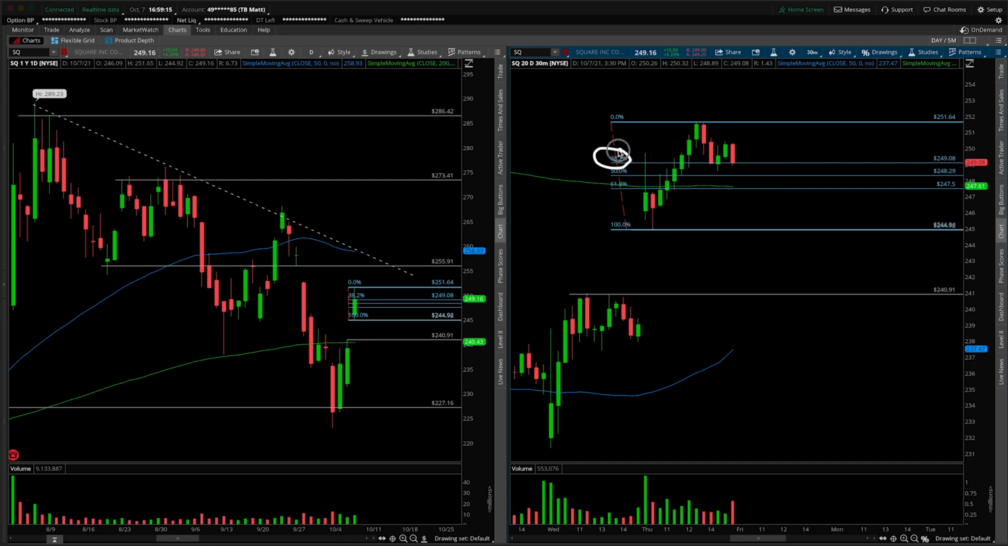Obviously, the 38.2 was respected, right? So we came here, pulled back into it. That's a beautiful thing. That's exactly what you want to see whenever you're dealing with pullbacks, and we still are holding it into the post-market session here, trading 249 by 249.20, so right around this area in here.